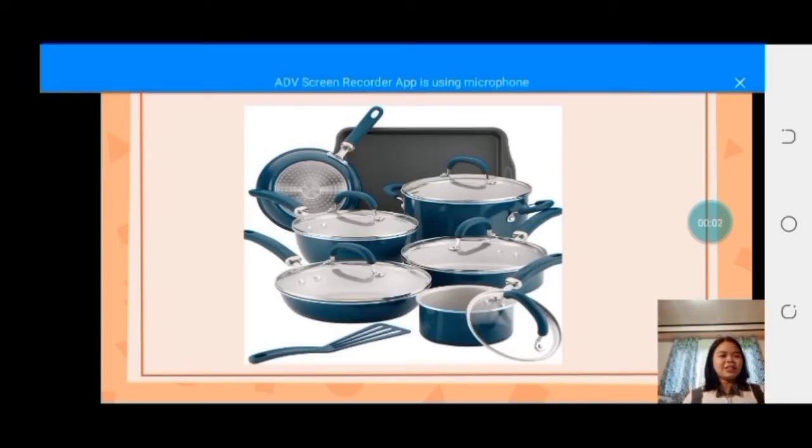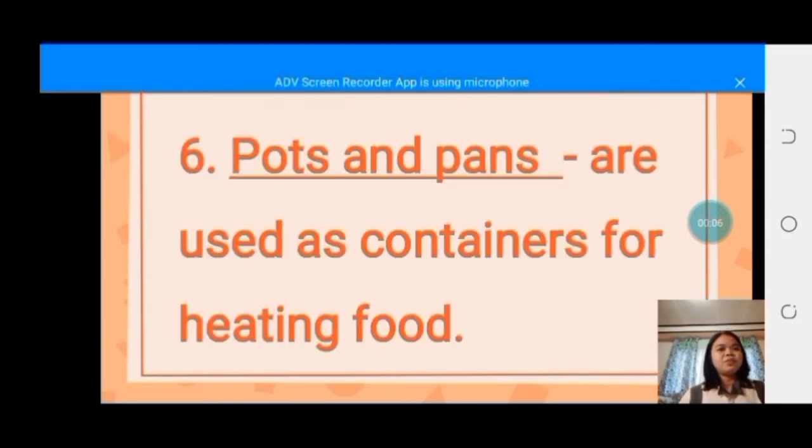How about this, class? Yes, very good. It is pots and pans. So who can read, class? Pots and pans are used as containers for heating food. Meaning, it is used for heating food, boiling food. It is the pots and pans. So class, if you want to boil or heat the food, you must use it.